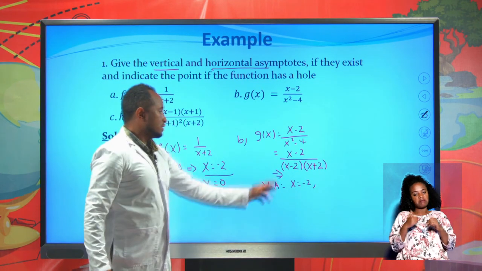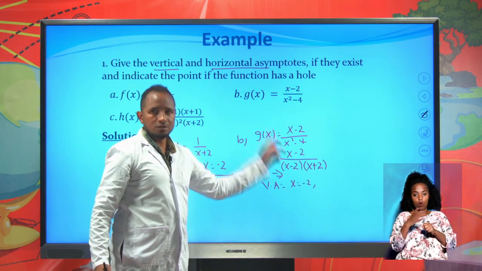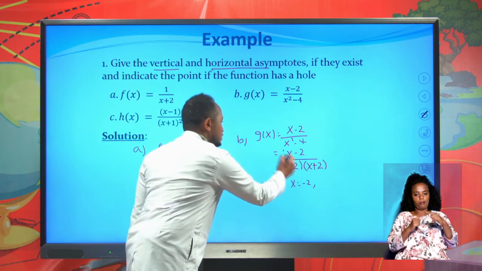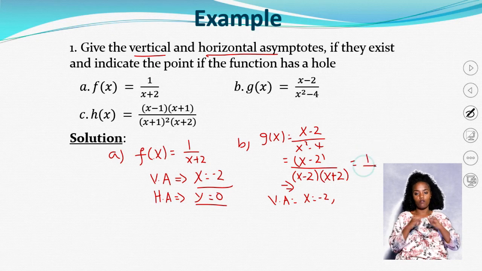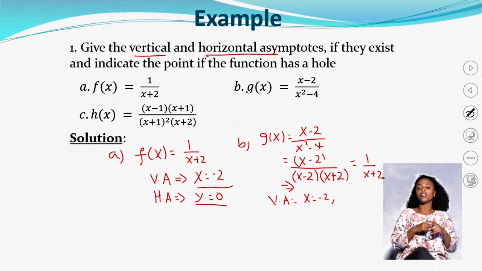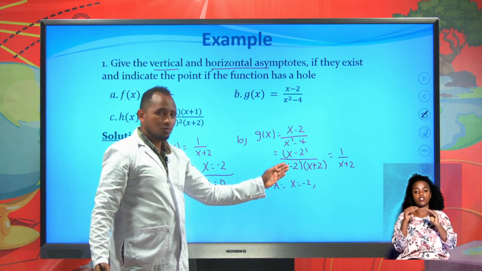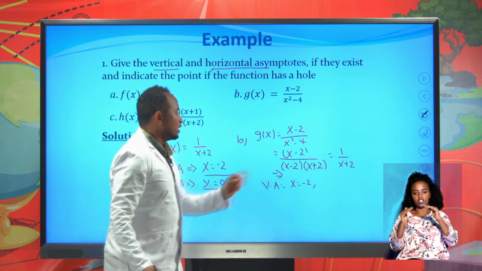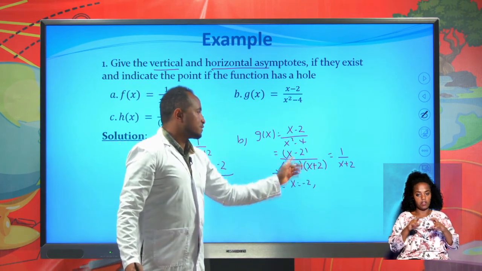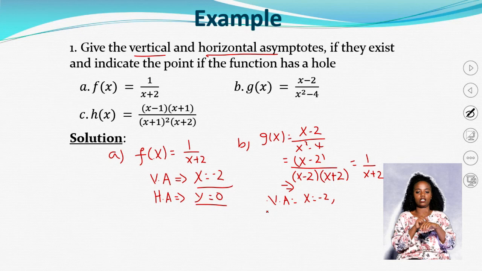Let's check for this one. If you put 2 here, it makes 0, and not only this one, it makes the numerator also 0. And when you simplify this, you'll have only 1 over x plus 2. Therefore, this function will have a hole at x equals 2, since x equals 2 makes both the numerator and denominator 0. So it will have a hole at that point. And when further simplified, you will not have this expression there.